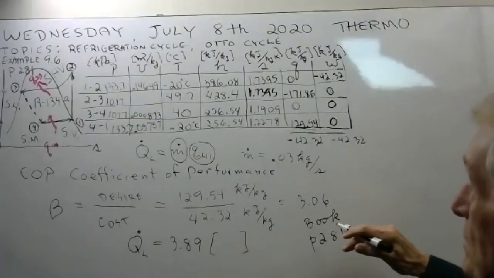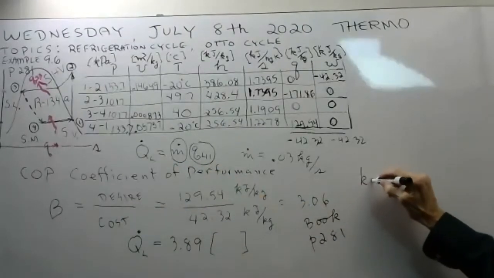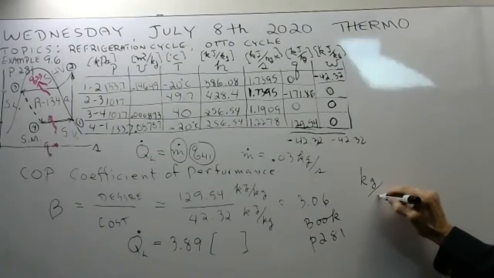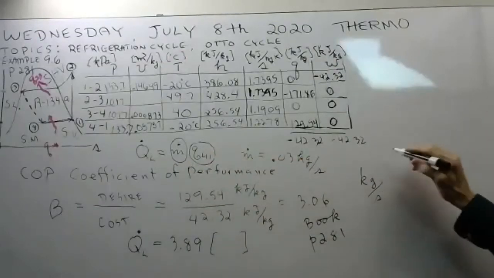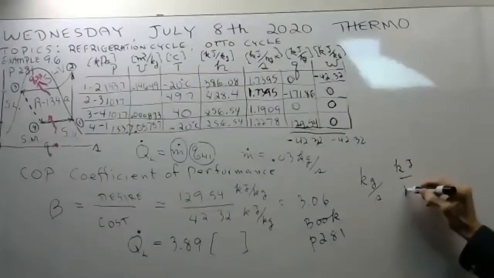Here, I'll help you guys. We're doing kilograms per second, and we're multiplying by kilojoules per kilogram.